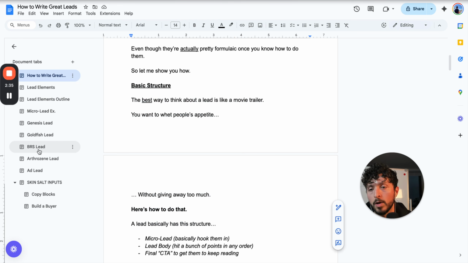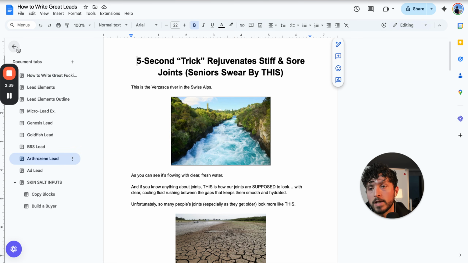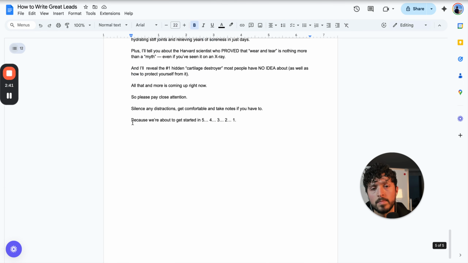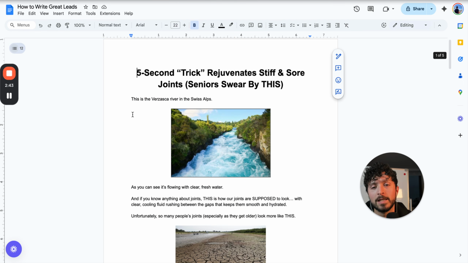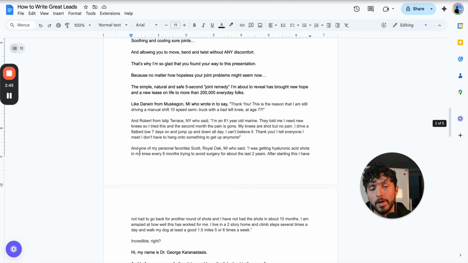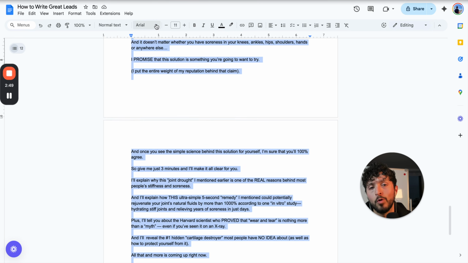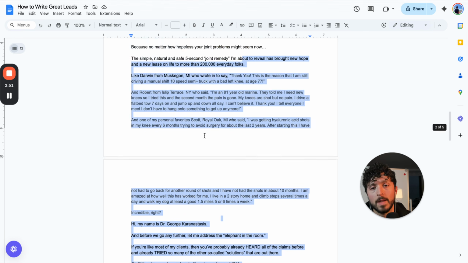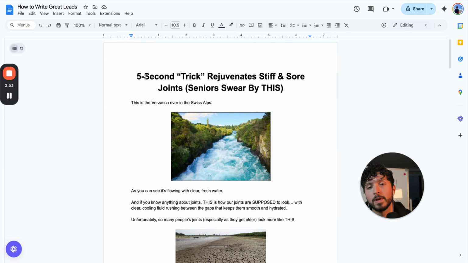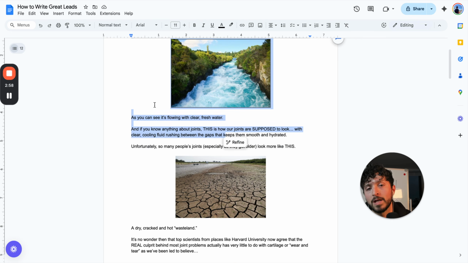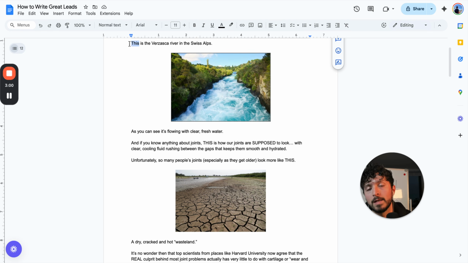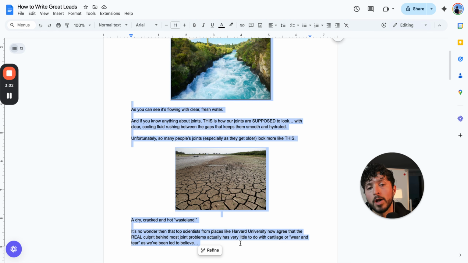The best way to think about a lead, actually, let me just show you an example of a lead so you know what we're talking about. Here's a classic lead from something that I wrote a while back. And I like to use this as an example, one, because this letter did really well, but also because this is just textbook form for what a lead should look like. So it's going to start with your headline, and then it's going to start with what I would call the micro lead. This is the hook or the opening.